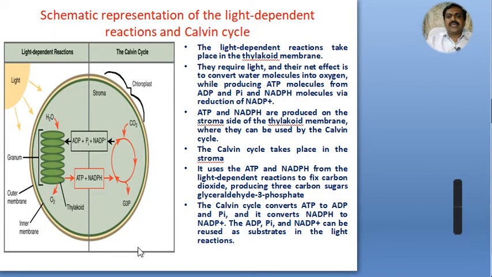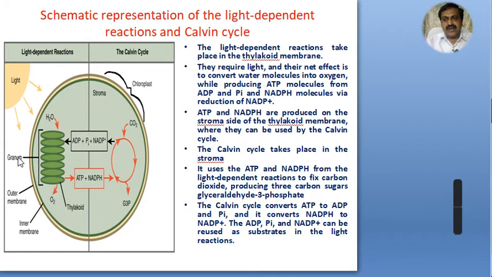This is the schematic representation of the light reactions and dark reactions. On the left side of the diagram we have the light dependent reaction, and on the right side we have the light independent reaction, that is the dark reaction or Calvin cycle. As I said in the previous slide, the light reaction, the Hill reaction, takes place in the grana region.